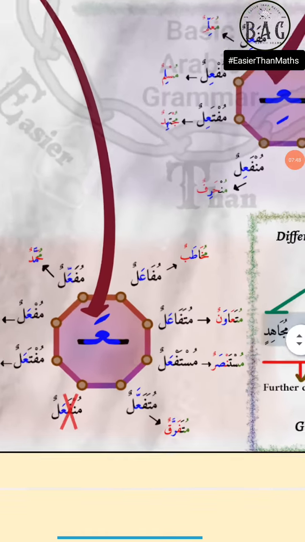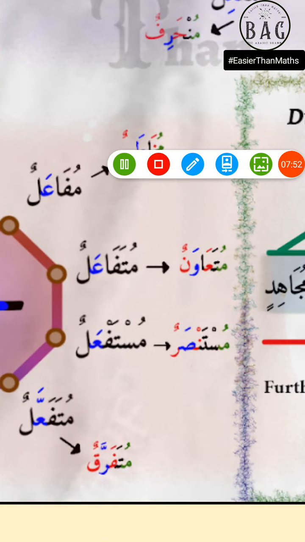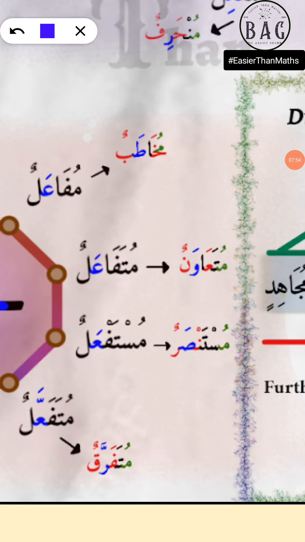Now the same thing happens, but the only difference is that the second root letter is actually going to carry a fatha. So mukhatabun, the one who is spoken to, then muta'awanun, then mustansarun, mutafarraqun. All these are examples of words that first of all begin with a mu, and their second root letter, which is present right behind the last root letter, carries a what? A fatha.